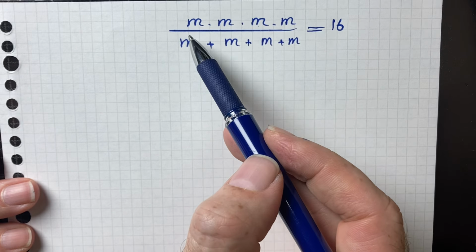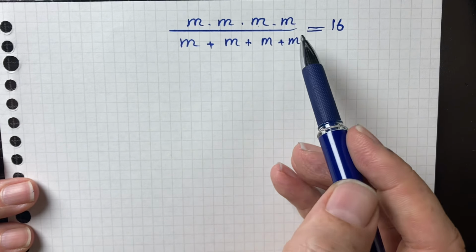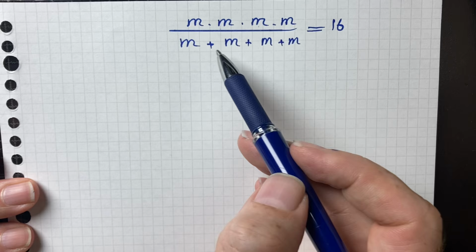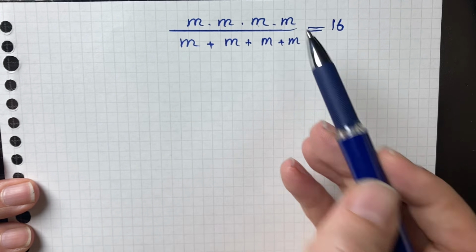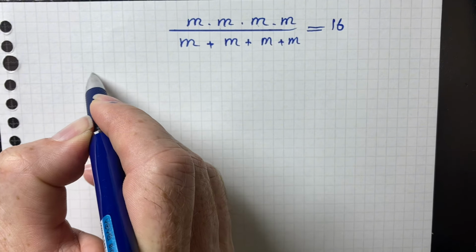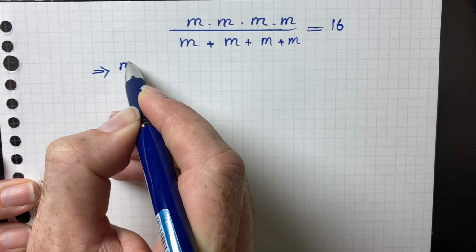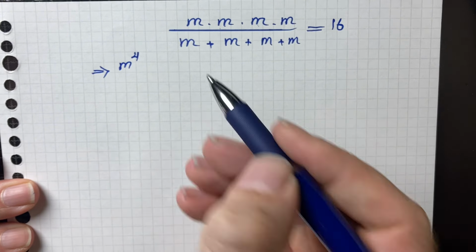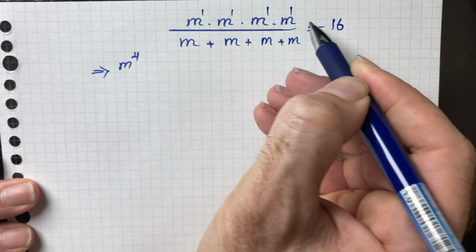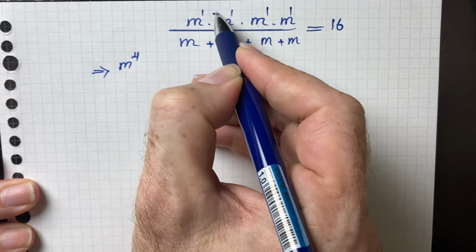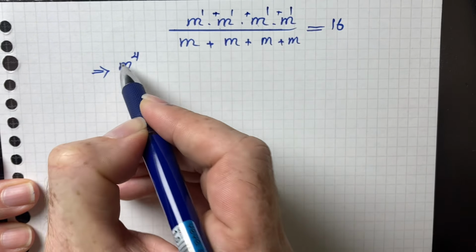Alright, we are going to solve this interesting equation, but where should we start the solution? Left hand side top, we have m times m times m times m. It can be written in the form of m to the power of 4. But how? Look, this is m to the power of 1, 1, 1, 1. Same base, write a base and simply add the exponents.